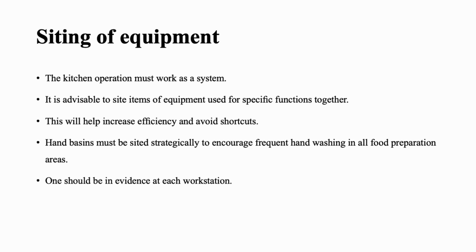The kitchen operations must work as a system. It is advisable to site items of equipment used for specific functions together. This will help increase efficiency and avoid shortcuts. Hand basins must be sited strategically to encourage frequent hand washing in all food preparation areas. One should be in evidence at each workstation.